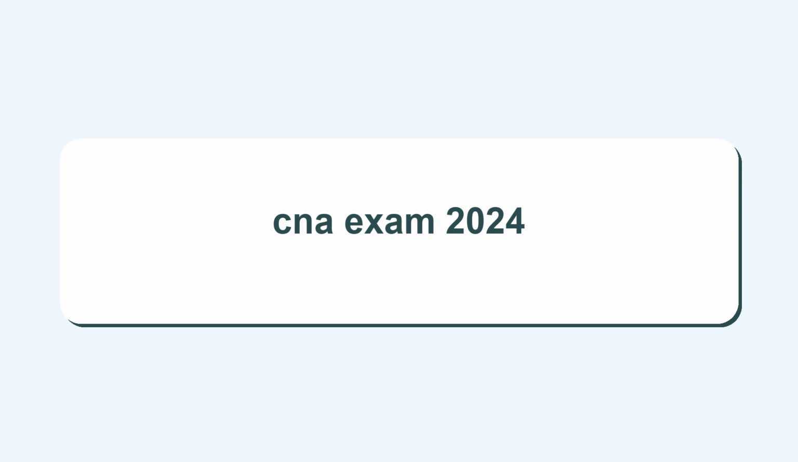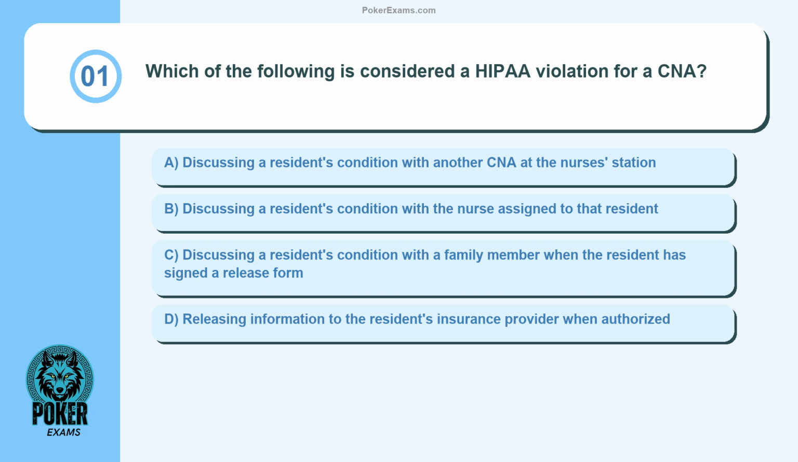CNA Exam 2024. Question 1. Which of the following is considered a HIPAA violation for a CNA? Discussing a resident's condition with another CNA at the nurse's station. Discussing a resident's condition with the nurse assigned to that resident. Discussing a resident's condition with a family member when the resident has signed a release form. Releasing information to the resident's insurance provider when authorized.